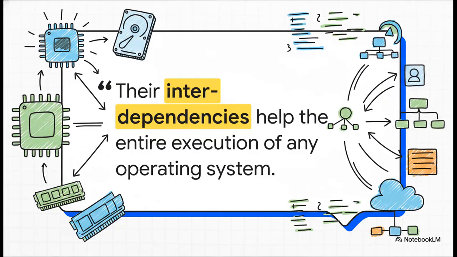To wrap up our explainer today, I want you to remember this summary quote from our sources. Both hardware and software are different, but their interdependencies help the entire execution of any operating system. You simply cannot have one without the other. The physical components rely entirely on digital instructions, and those digital instructions are basically just imaginary math until a physical processor actually runs them. They are two halves of a single functional brain.